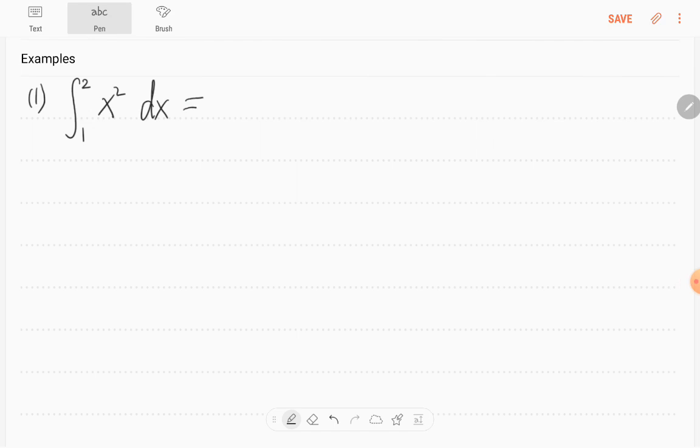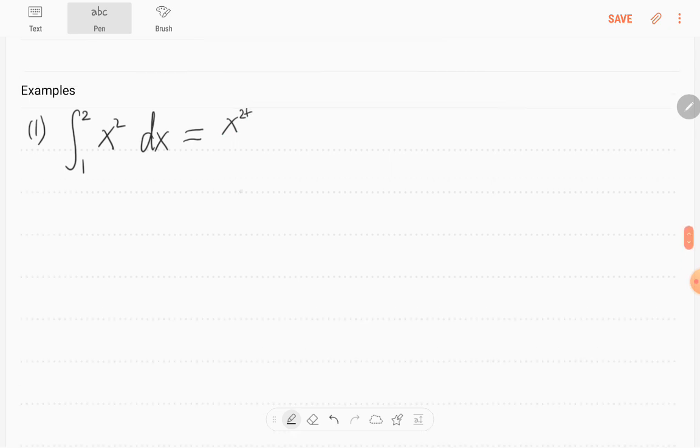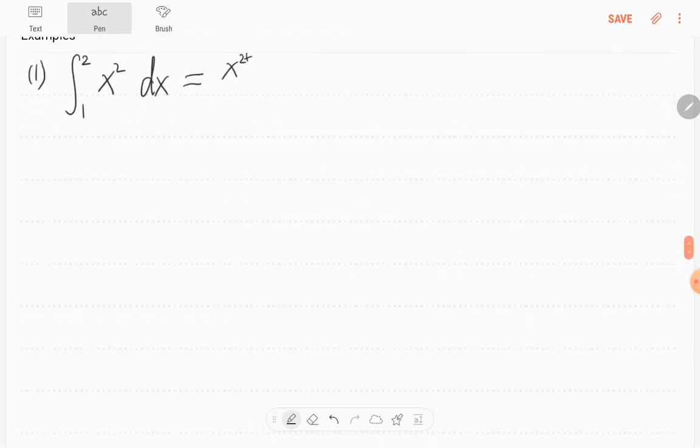So it's equal to, we need to find the antiderivative, right? The antiderivative for x squared, that means you need to find a function whose derivative equals x squared. So we use the power rule, which is x to the 2 plus 1 over 2 plus 1, right? Then evaluate at 1 and 2. So it's equal to x cubed over 3. Then evaluate at 1 and 2.